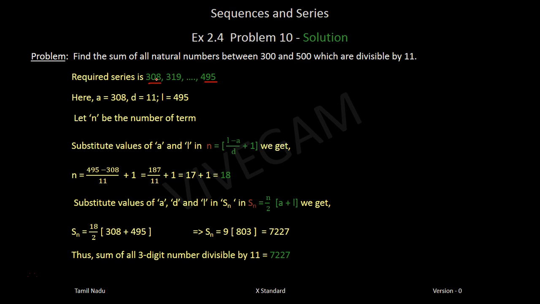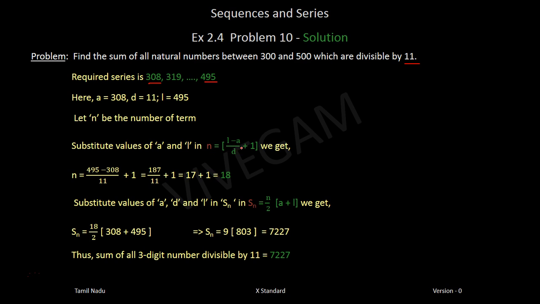308, 319. How did we get 319? Add 11 to 308. Once you find the first term and the last term, the next term can be easily calculated by adding 11 because the common difference is 11. Why is it so? Because the number is divisible by 11, so you have to add 11. Now you know the first term and the last term, and we also know d. So substitute all these values in this formula.